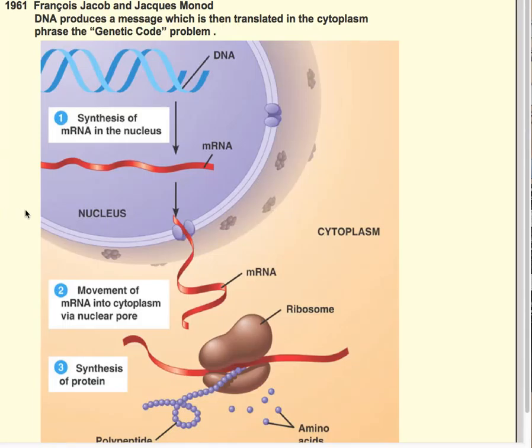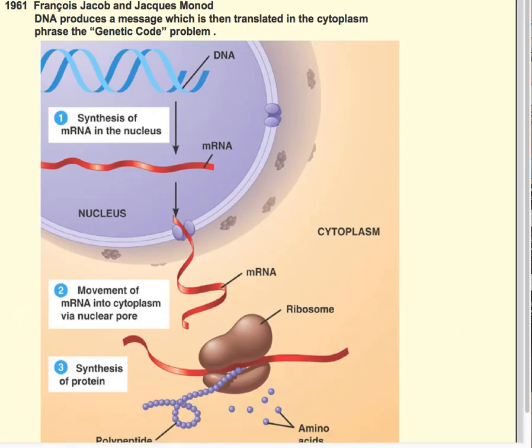So we also have to remember the way cells work. In 1961, Francois Jacob and Jacques Monod helped come up with this idea of a genetic code. And as we already discussed in class last time, DNA gets made into messenger RNA. That messenger RNA is modified, then it leaves the nucleus through a nuclear pore, and in the cytoplasm it is actually translated into a protein. So we have to know about this in order for it to work.